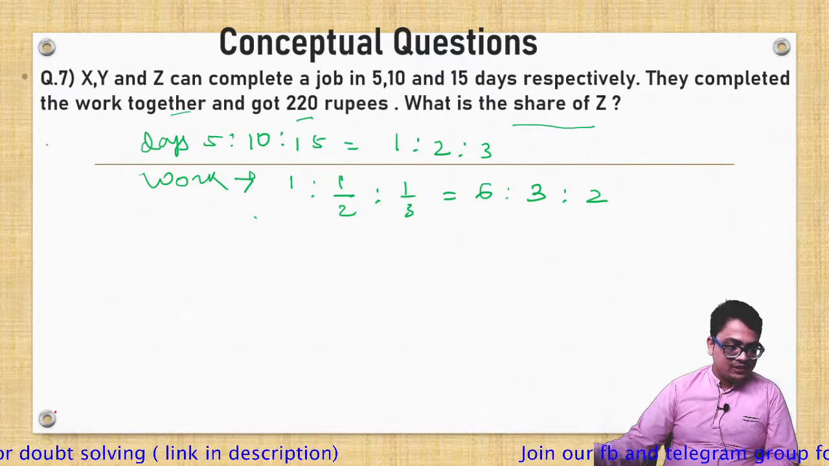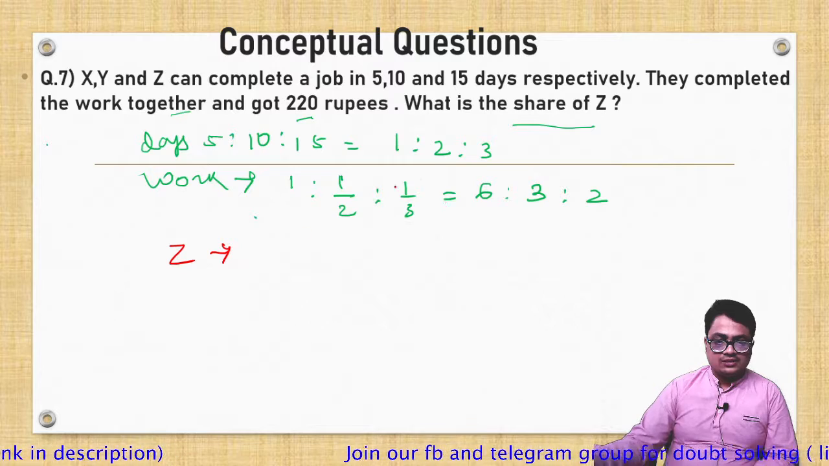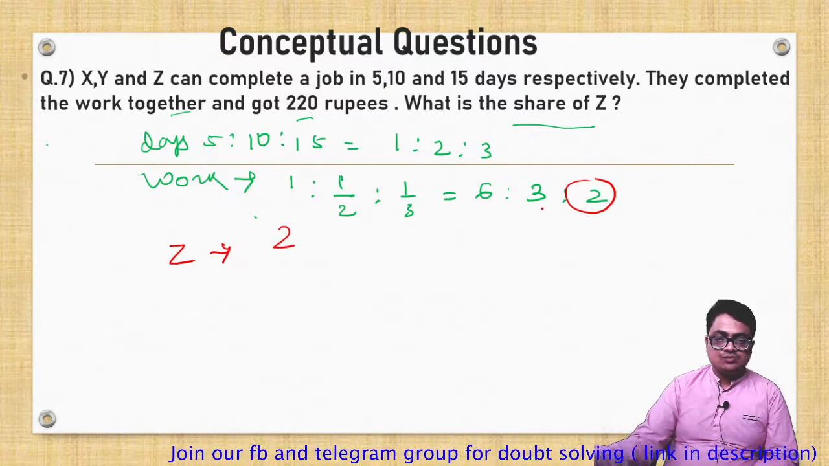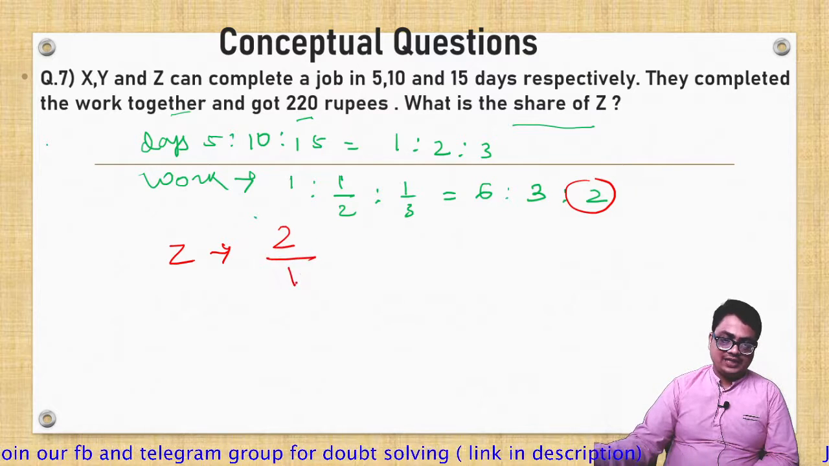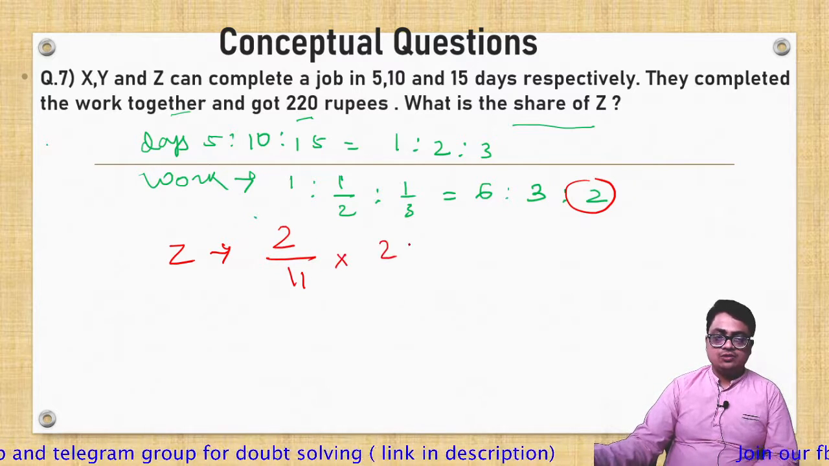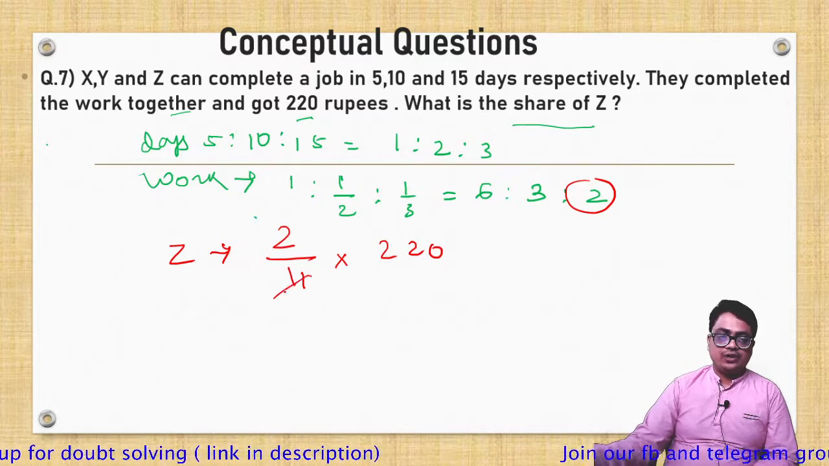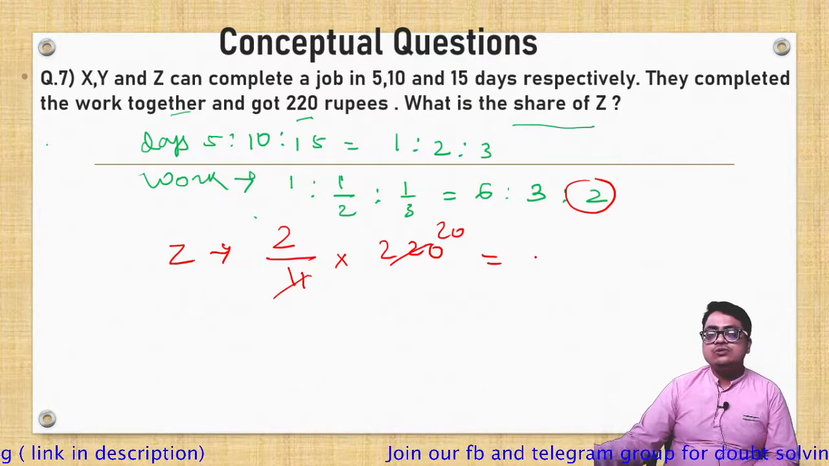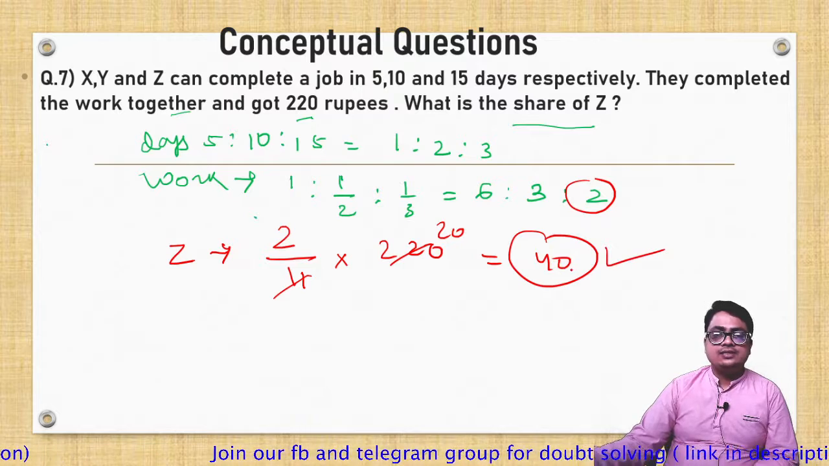Share of Z will be 2 by (6 plus 3 plus 2), that will be 11. So 2 by 11 of 220, because it is asking the share of Z. 11 twos are 22, so 20 twos are 40. So 40 rupees will be the share of Z.